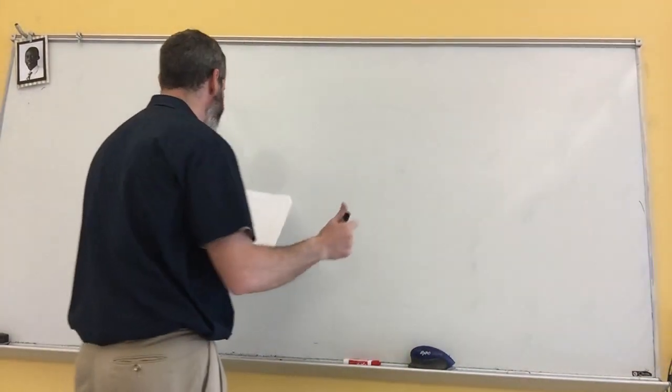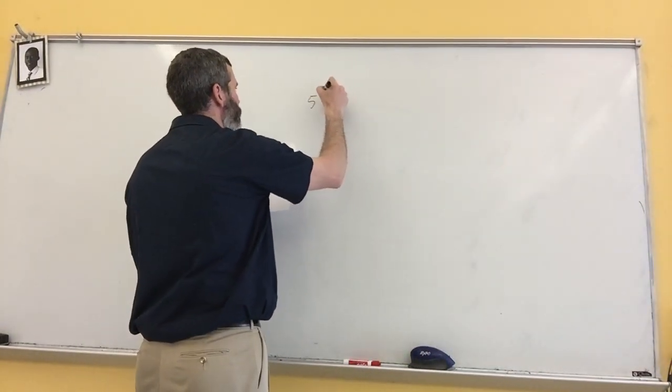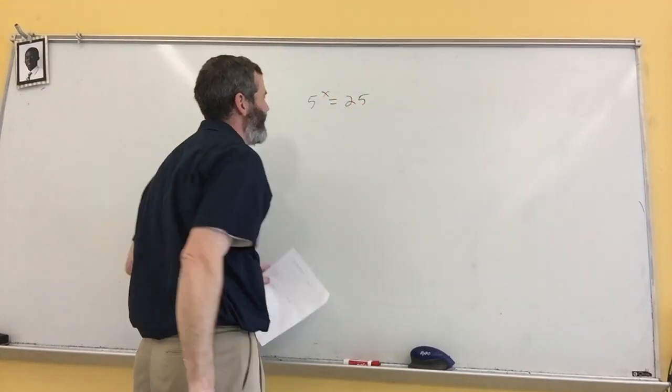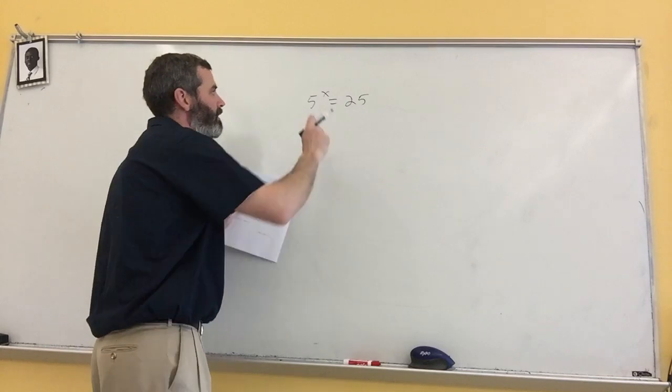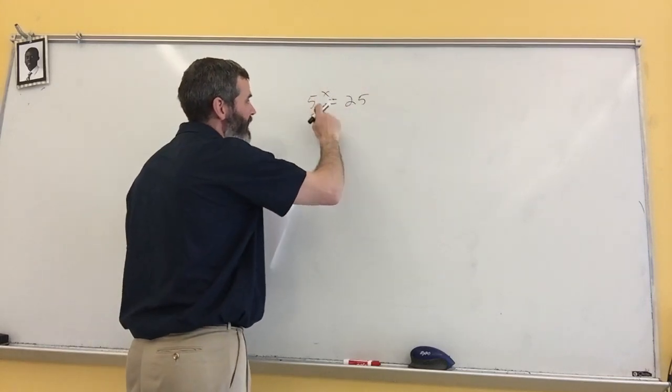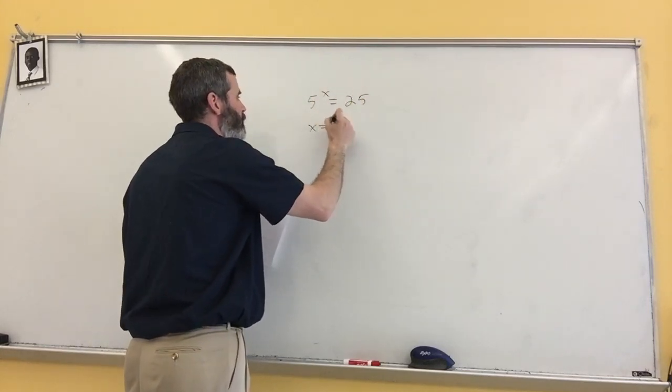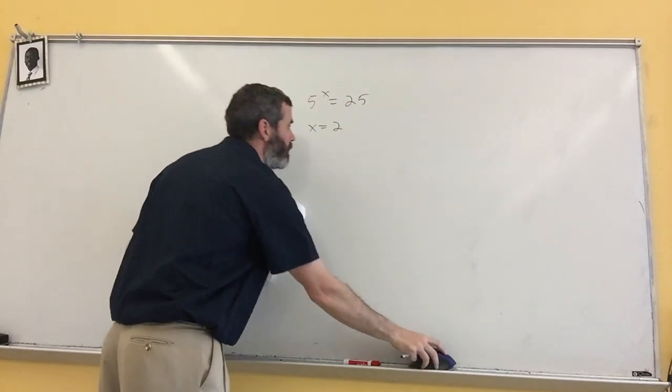All right, number 7. 5 to the x equals 25. Math common sense. All these are no calculator. You're not allowed to have a calculator. So you just ask yourself, what to the x power? It's going to be x equals 2, right? 5 squared is 25.